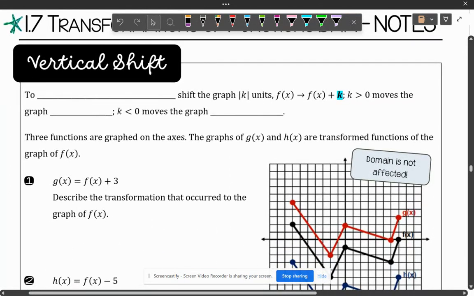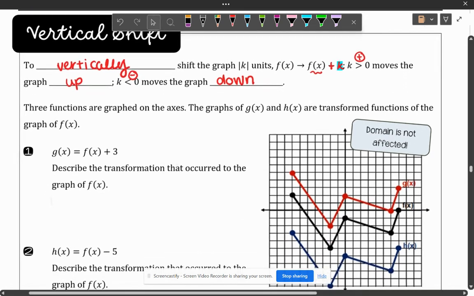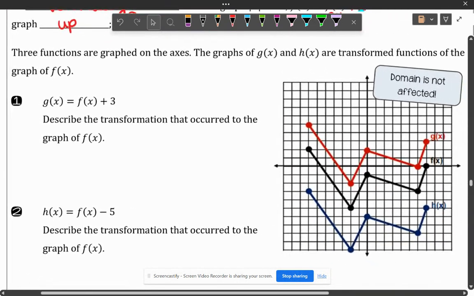All right, so to vertically shift the graph k units, we're going to have a function and we're going to add a value to the end of our function. If that value is positive, it's going to move the graph up. If that value is negative, it's going to move the graph down. Makes sense, right? Okay, so we're going to look at some functions here.